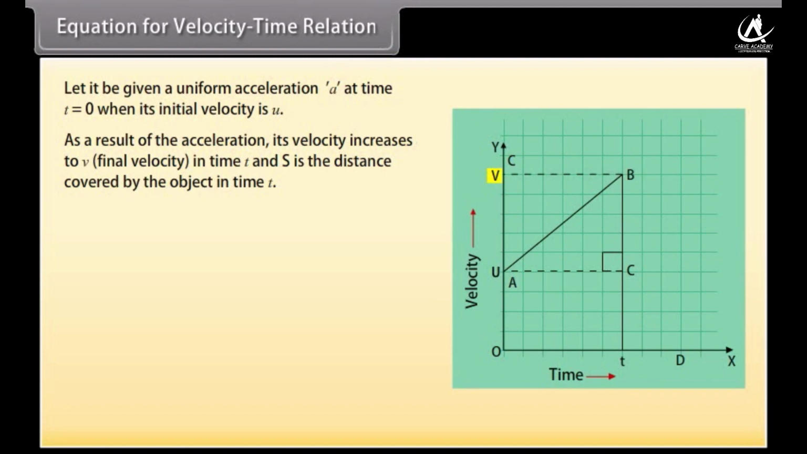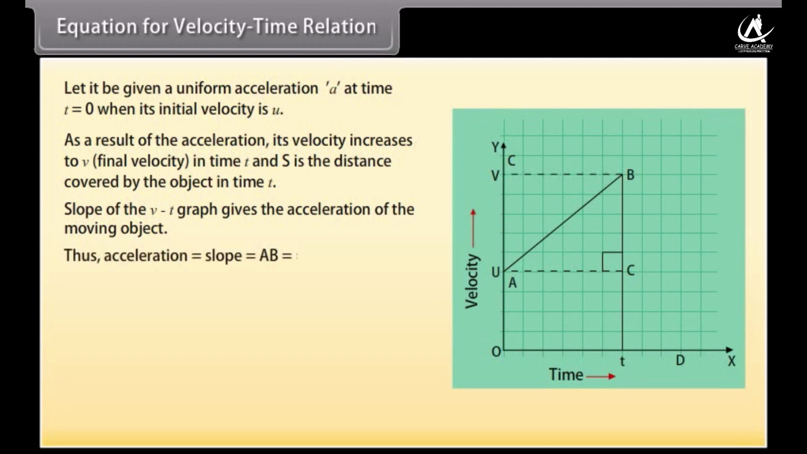The figure shows the velocity-time graph of the motion of the object. Slope of the v-t graph gives the acceleration of the moving object. Thus, acceleration is equal to slope, which equals AB, which equals BC upon AC, which is equal to v minus u whole upon t minus 0, where a is equal to v minus u whole upon t. This gives v minus u equal to at, so v equals u plus at, which is the first equation of motion.